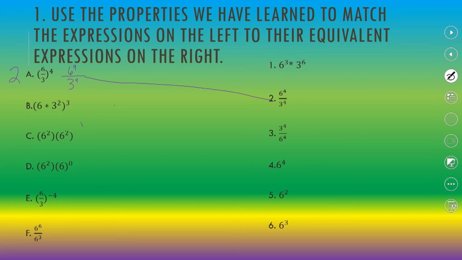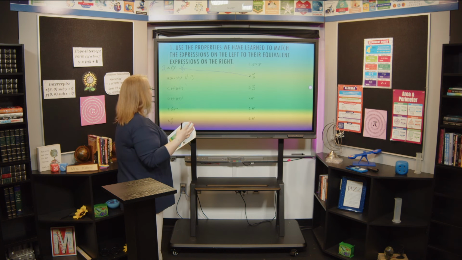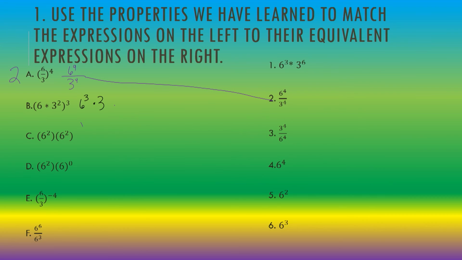Let's do black. All right, 6 times 3 squared to the 3rd. Now, what does this one look like? Well, let's see. 6 is going to be raised to the 3rd times 3, but now I've got a power being raised by a power, so I'm going to multiply them. So 3 times 2 is 6. Which one looks like that? Number 1. Good job. So I'm going to put a number 1 there.